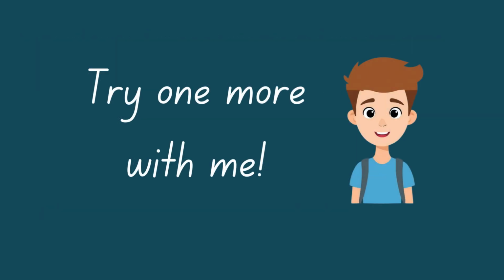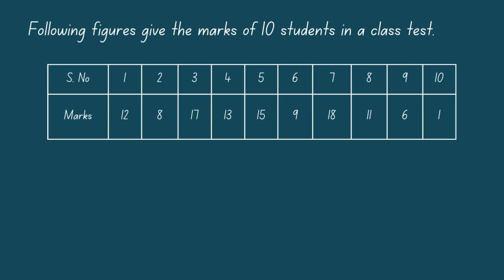Following figures give the marks of 10 students in a class test. So you see 2 rows here. The first row gives you the serial number of each student and the second row gives you the marks obtained. You have to calculate the average. Again, please pause the video. You can calculate this and come back and check whether you got it right or not.